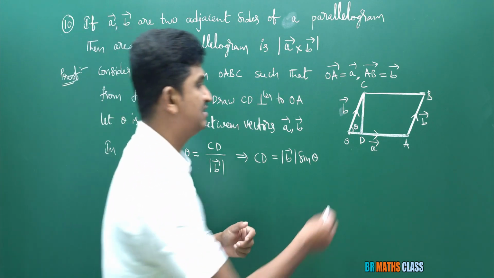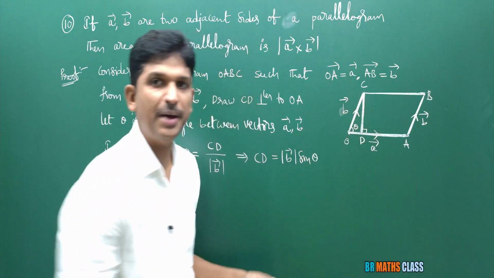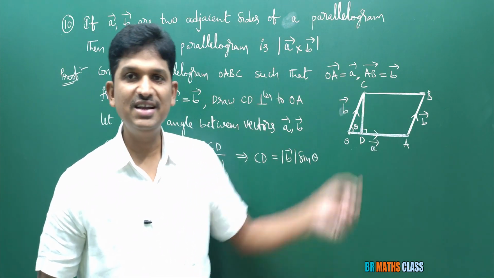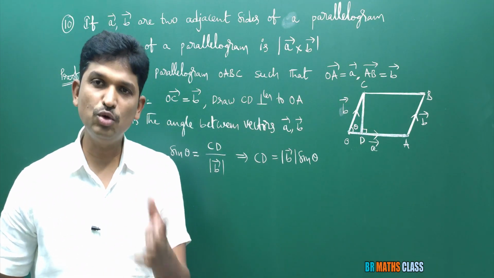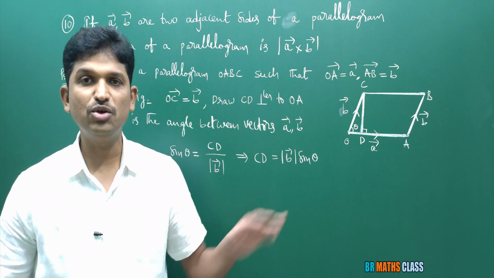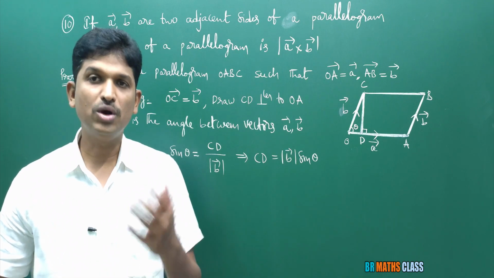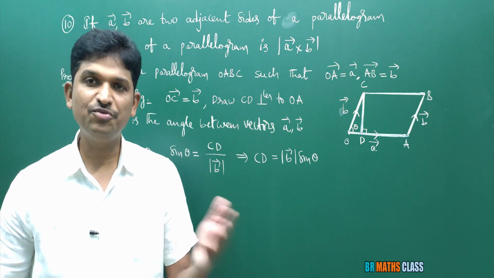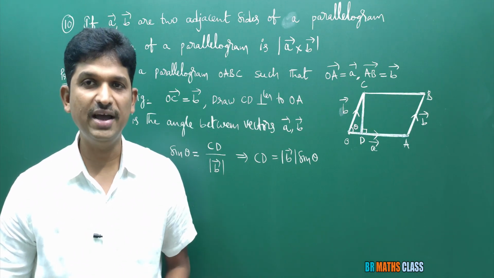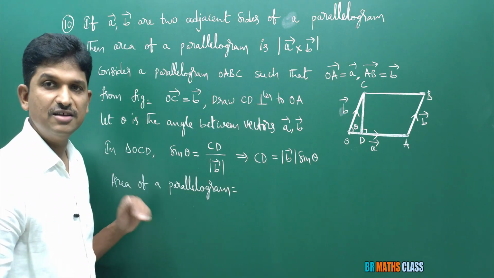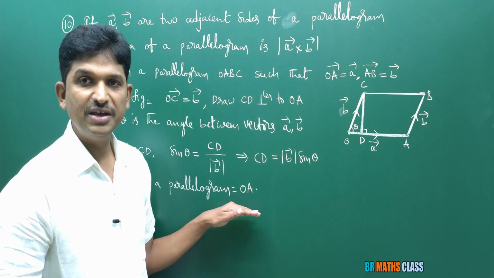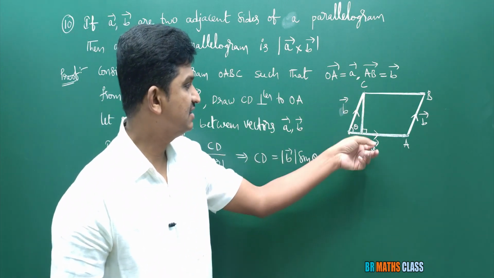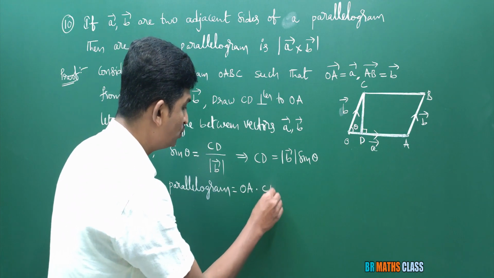If you observe, this CD is the height of the parallelogram. Actually, what you are trying to calculate is the area of the parallelogram. The area of a parallelogram formula is base into height. OA is the base. What is the height? Height is CD. So OA into CD.